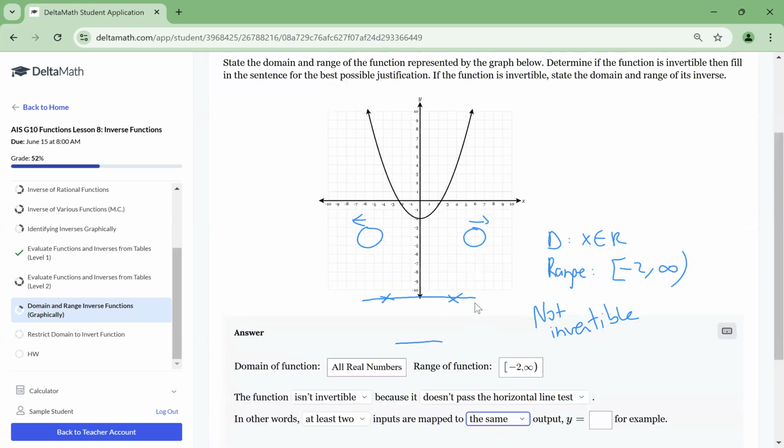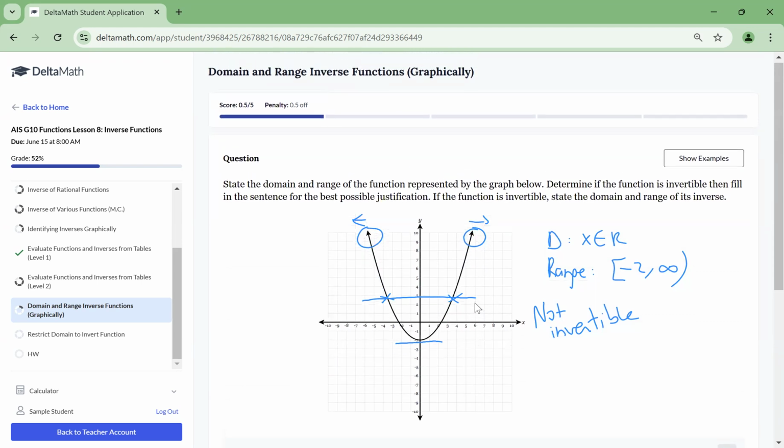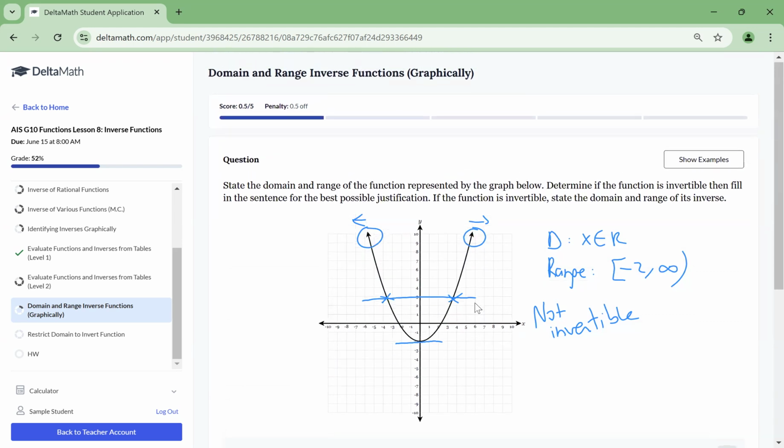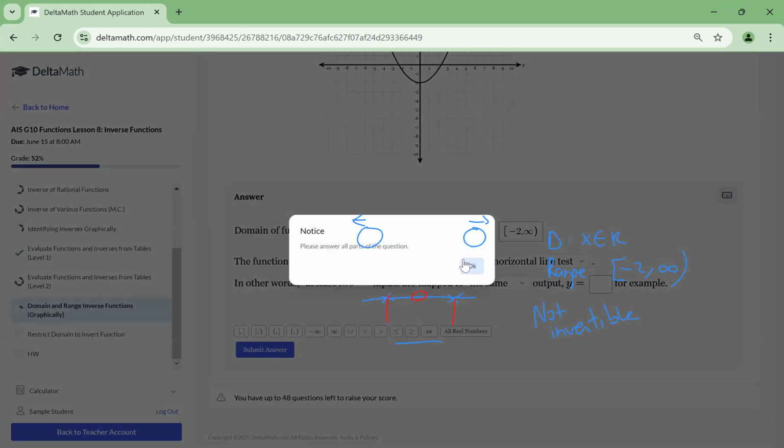And if you want to get it from the graph, any horizontal line here, like this one, for example, has the same output, which is 3, for two different inputs, which are these two, -3.5 and +3.5. So these are two different inputs mapping onto the same output. Therefore, it's not one-to-one. Therefore, it is not invertible.